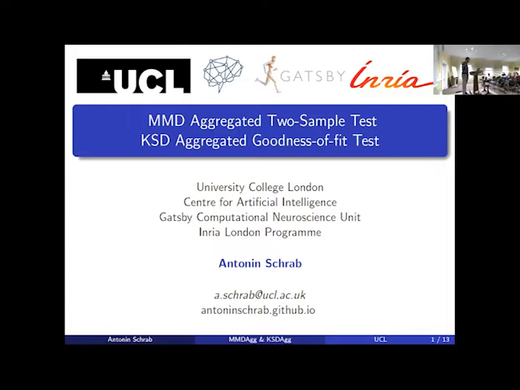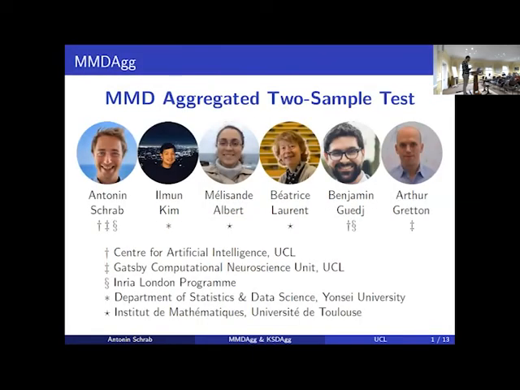I'm Antonin, and I'll be talking about aggregated tests using kernel-based methods, so using the MMD and the KSD. First I'll talk about two sample tests, and then I'll explain how the same idea can be used for a goodness of fit test. As I said, I'll start with the aggregated two sample test.